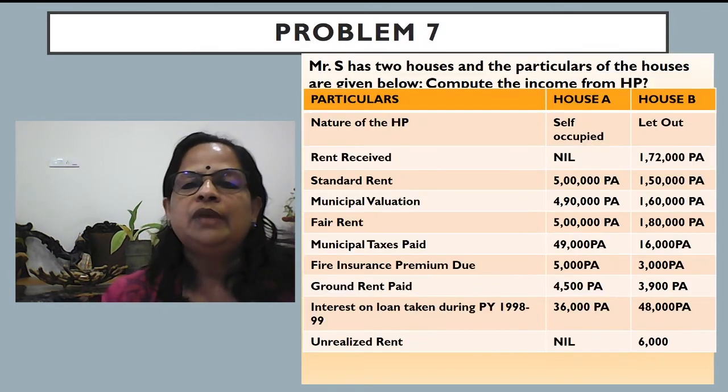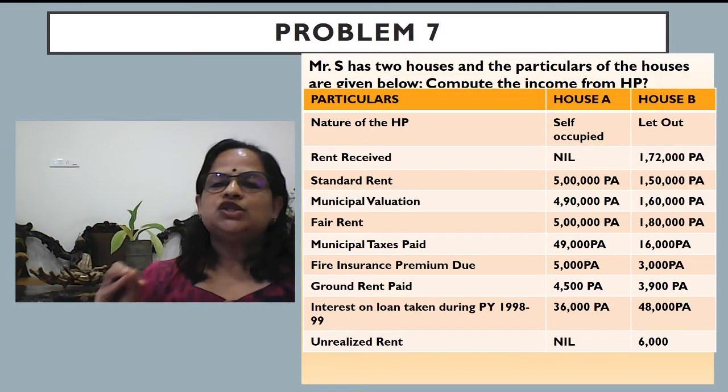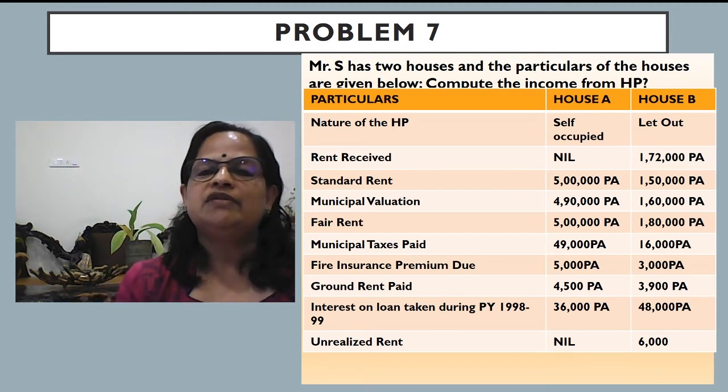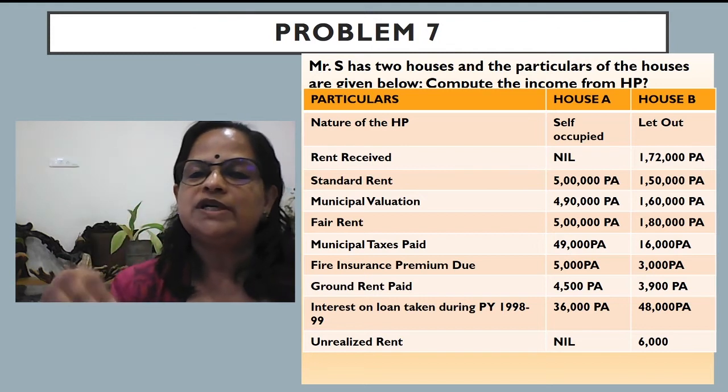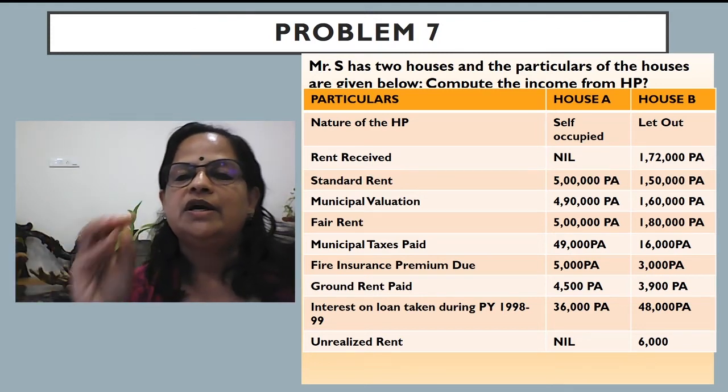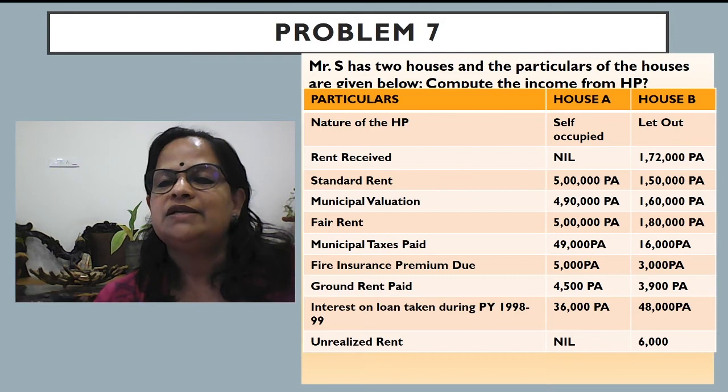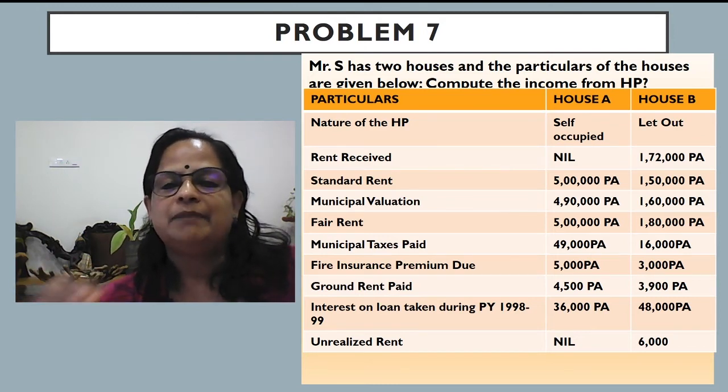Now problem 7. Mr. S has 2 houses and the particulars of the houses are given below. Compute the income from house property. Nature of house property. First one is self-occupied. Second one is let out. Rent received nil and 1,72,000. Standard rent 5 lakhs, 1,50,000 per annum. Municipal valuation 4,90,000, 1,60,000. Fair rent 5 lakhs, 1,80,000 per annum.